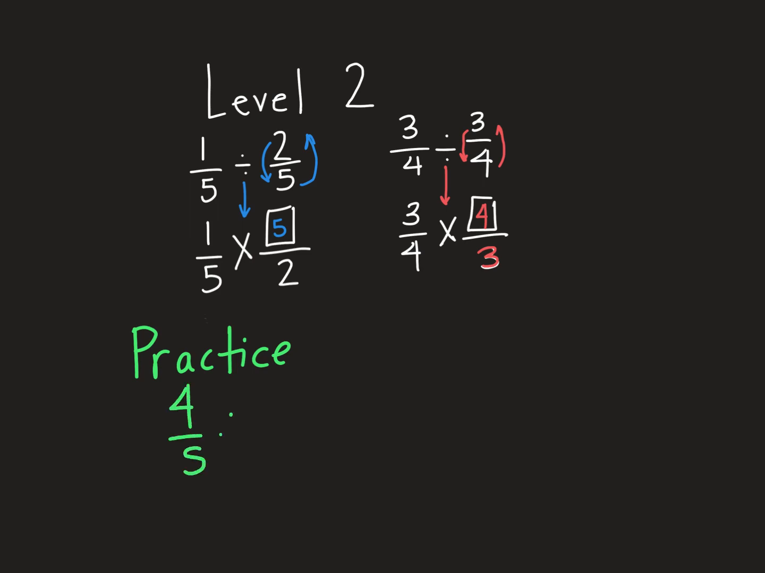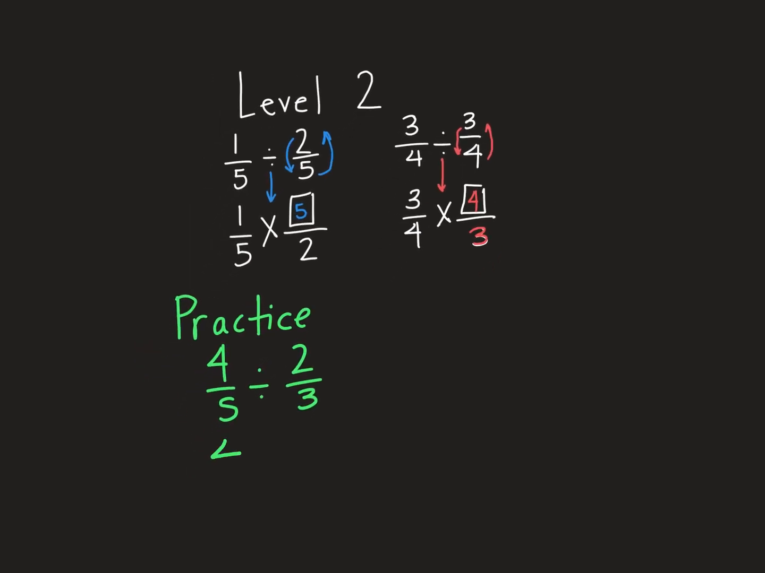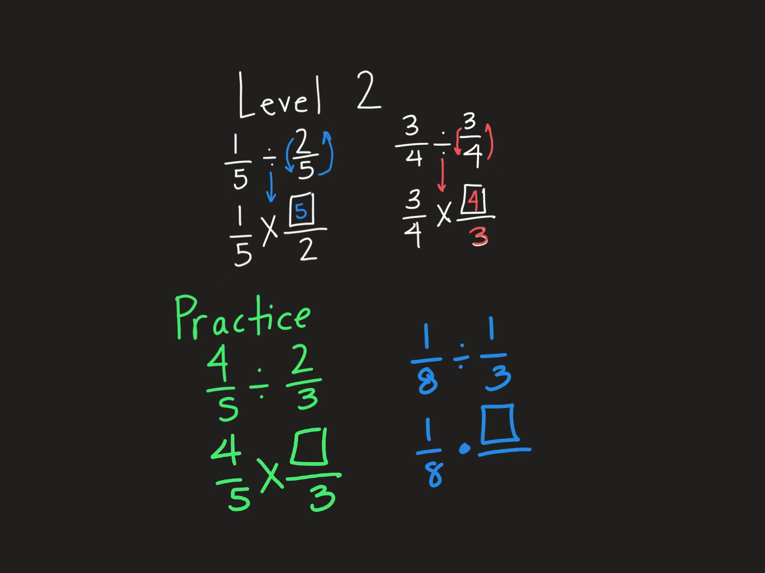Okay, 4/5 divided by 2/3, right? And then if you have 4/5 times, tell me what you would have there. Okay, that's the first one. The next one is 1/8 divided by 1/3. And then if I change it to multiplication and I flip the second fraction, tell me what it's going to be. I'm sorry for this first one right here. It should not be a 3, it should be a 2 at the bottom. Okay, sorry about that.